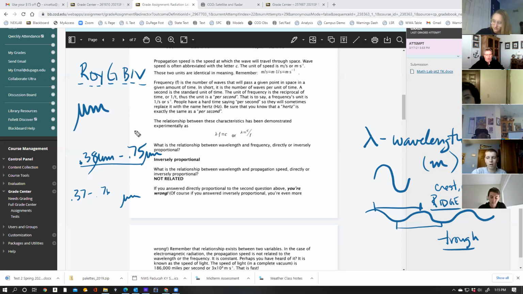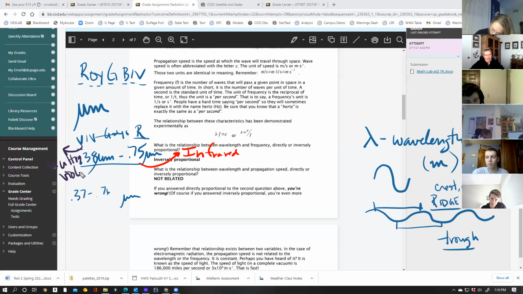So the longest ones are red. The shortest one is violet. So it really goes, it's actually Vib G Yor in terms of going from short wavelengths to longer wavelengths. And notice what's going to be longer than red is going to be infrared, right? And shorter than violet is ultraviolet, right? So you have to realize that.